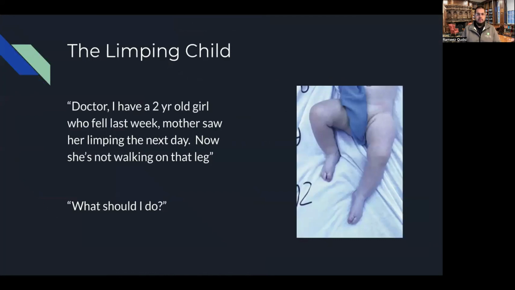So we want to begin with a common clinical scenario. A patient presents to you as the limping child. The family says, "Doctor, I have a 2-year-old girl who fell last week. Mom saw her limping the next day. Now she's not walking on that leg. What should I do?" And this is how the patient lies in the bed.